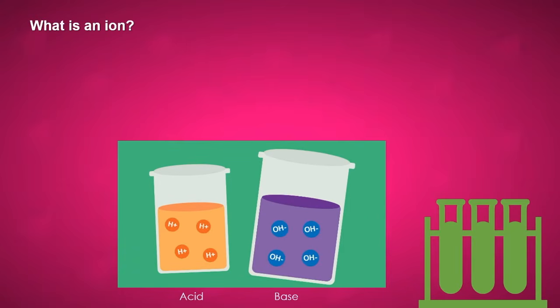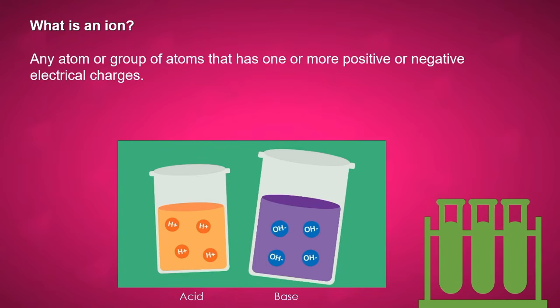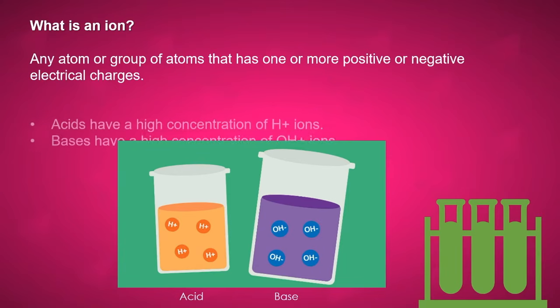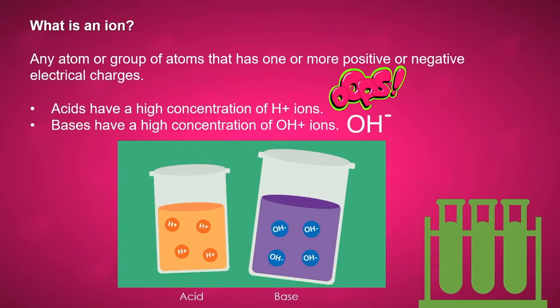So what is an ion? An ion is any atom or a group of atoms that has one or more positive or negative electrical charges. With regards to acids, acids have a high concentration of H+ ions, which is hydrogen. And if we go back to the previous section, the properties of acids and bases, hydrogen is usually in front of our acid. Bases have a high concentration of OH ions, and OH tends to be behind the chemical formula of our bases.